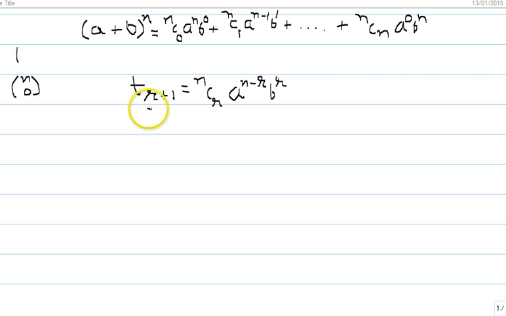So if you have to find the 10th term, the subscript will be 9 over here. If you have to find the 15th term, the value of r is going to be 14. If you have to find the 20th term, the subscript is going to be 19. So it is 1 less than the number of the term we have to find out. Now I'm going to take one example over here.